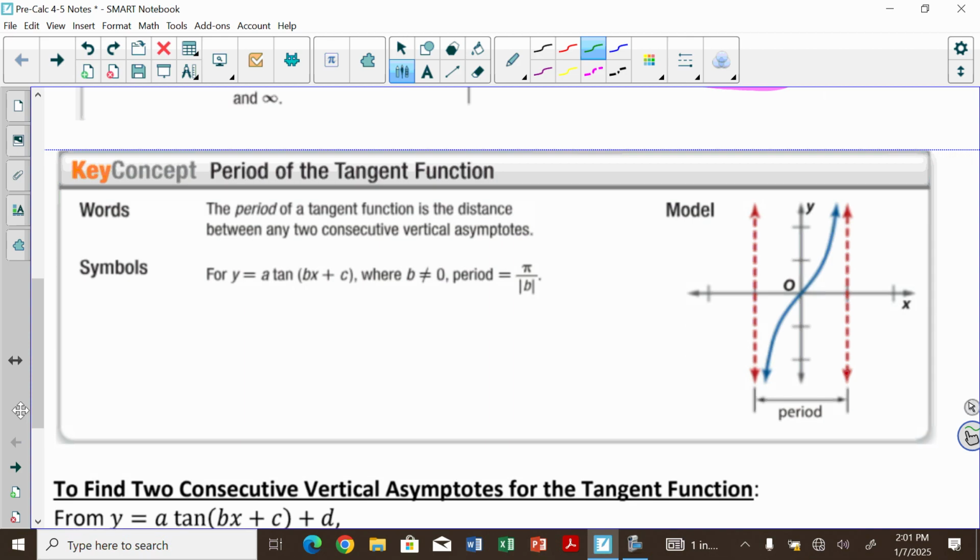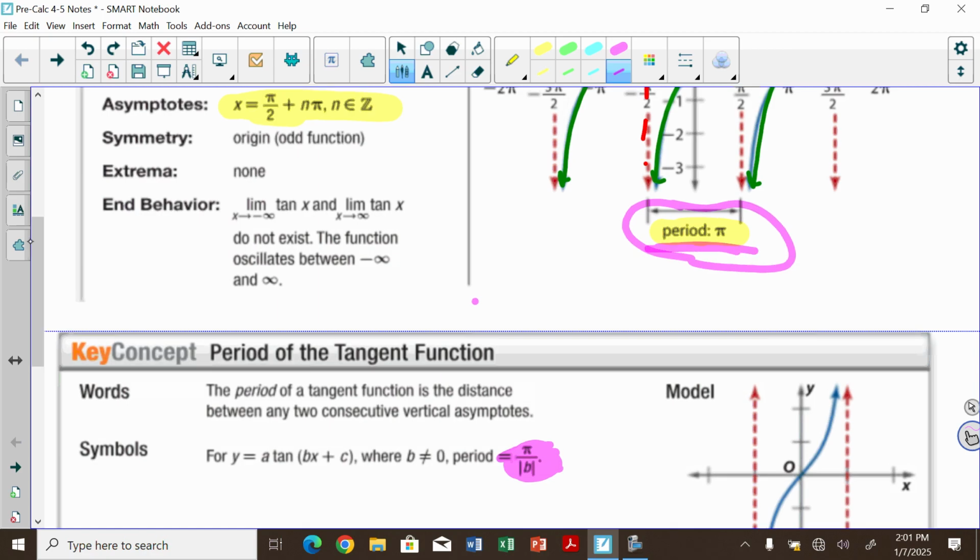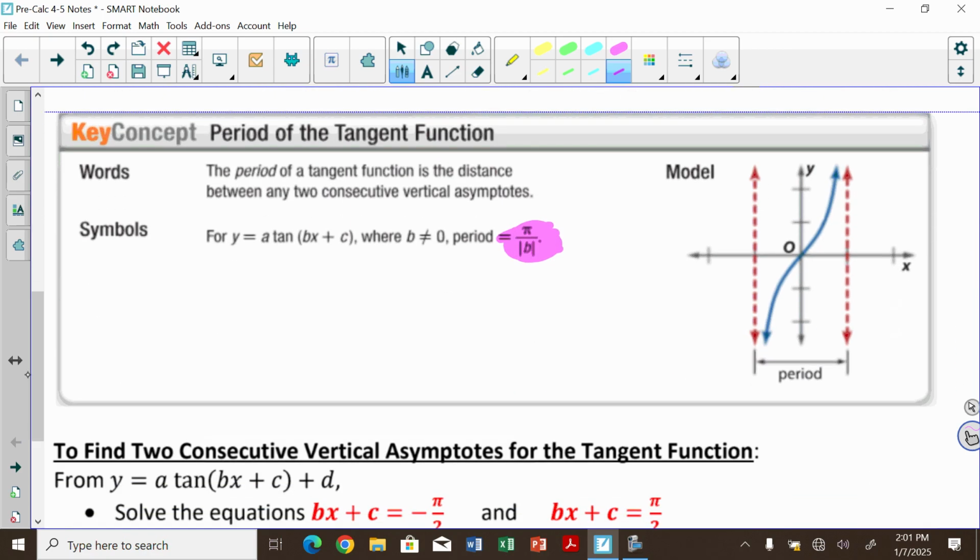So let's continue. The period of the tangent function. I made a point that it was pi. The period here is pi over your b value. In our parent function, the b value is 1, so that's why our period was pi. So it's going to be pi over the absolute value of b if you have a b value here. Our period is just between the asymptotes. That's what we're looking for, between any two consecutive asymptotes.